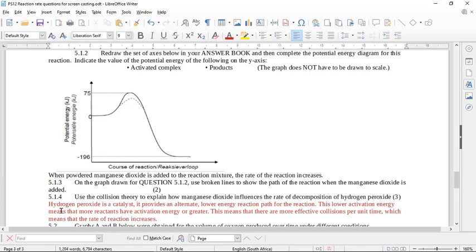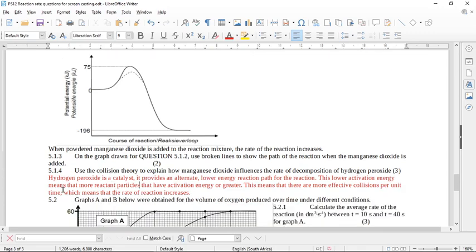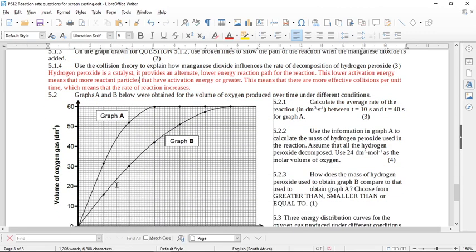So we've mentioned that the catalyst provides a lower energy reaction path with a lower activation energy. We've mentioned that there are more reactant particles that have the activation energy or greater. So then we have mentioned the more effective collisions per unit time. So then the rate of reaction increases.